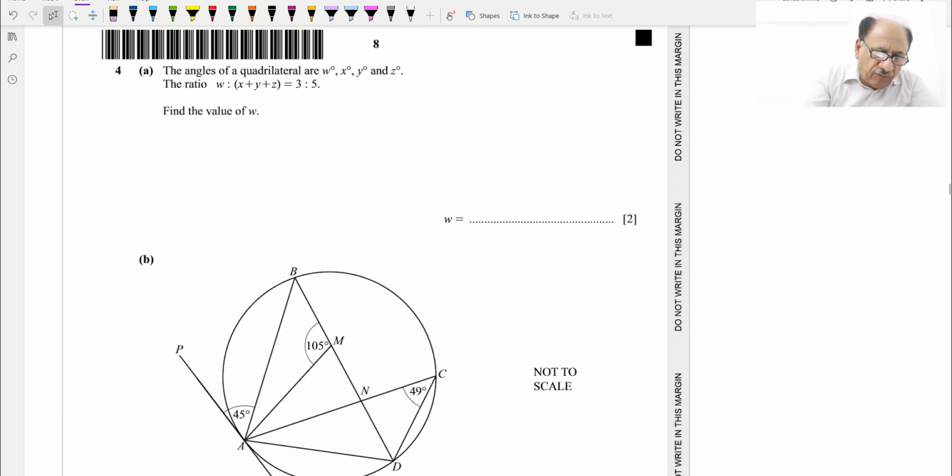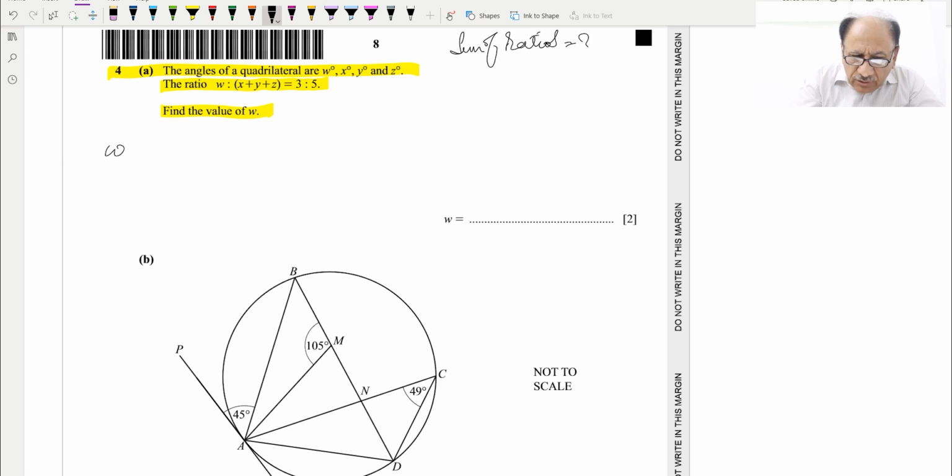Now this is question number 4, and question number 4 says the angles of the quadrilateral. Quadrilateral is having 4 sides, so 4 angles, the ratio of the angles is given. Find the value of W. So we can write this. This is basically ratio is W. First we can find the sum of ratios, right? Sum of ratios will be equal to 3 plus 5, which is equal to 8.